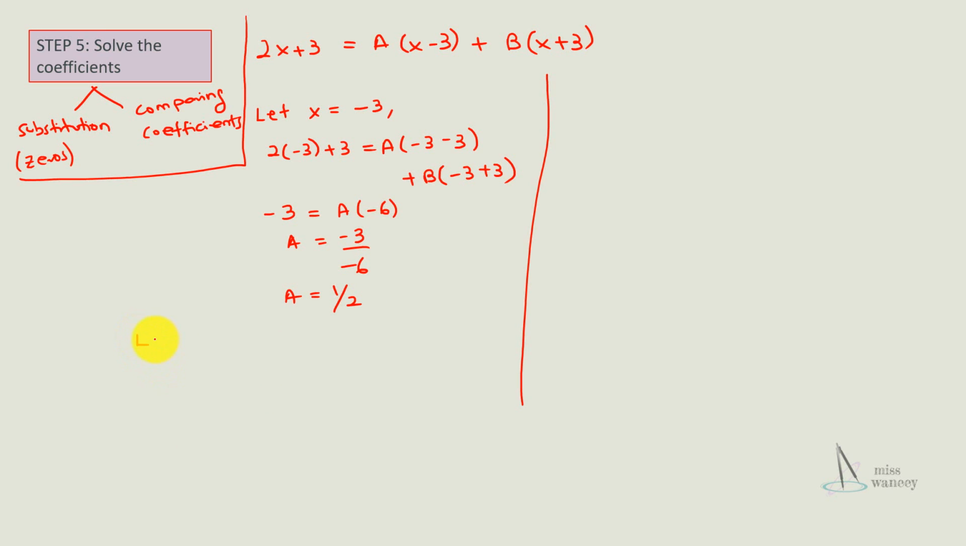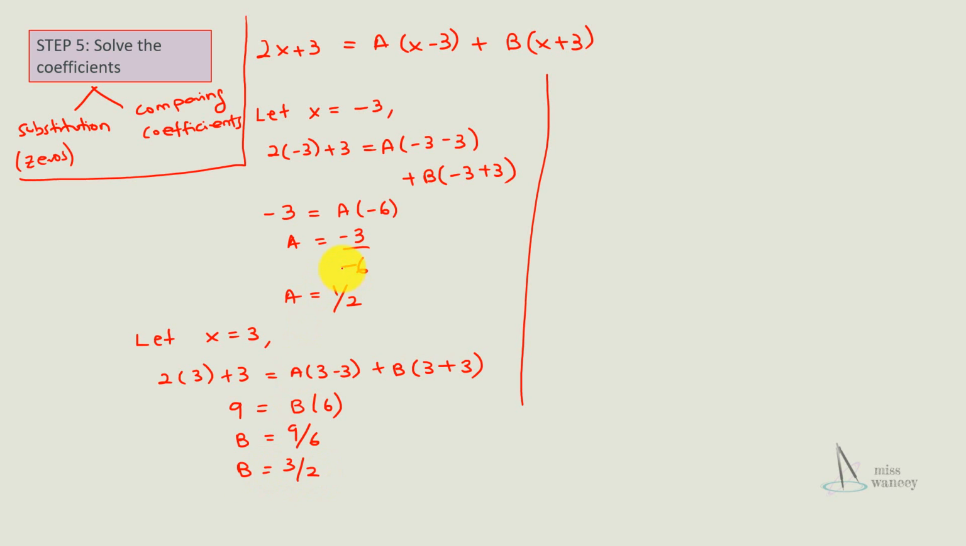And then substitute the second value, let x equal to 3. So 2 multiplied with 3 plus 3 equal to a(3 - 3) plus b(3 + 3). So this is 9 equal to b multiplied with 6. So we got b equal to 9 over 6, which means b is equal to 3 over 2. So we already have both values now. So this is by substitution.